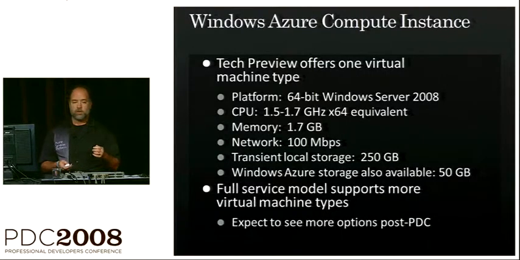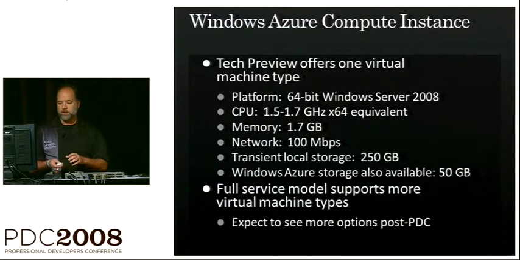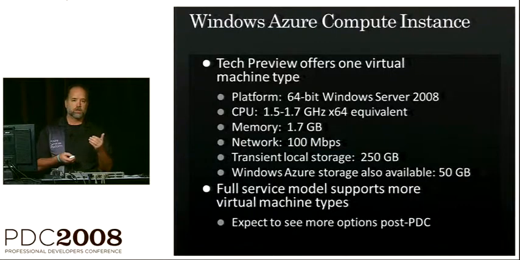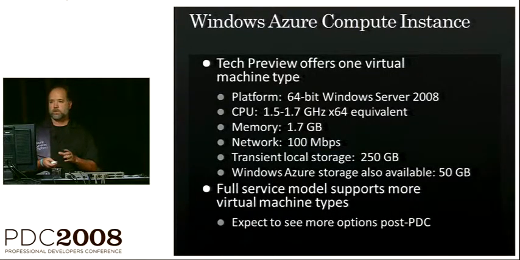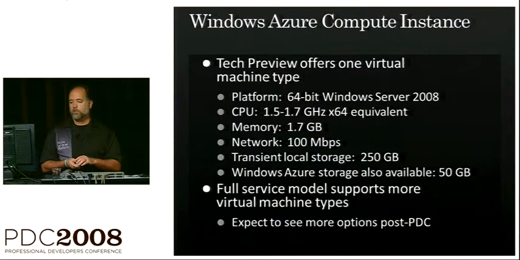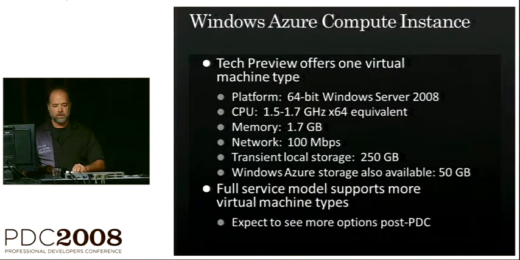For durable storage, we recommend using the Windows Azure Storage Service. The full service model supports the ability for the Fabric controller to expose and for your service to request other types of virtual machines. But we're not exposing that at this time, and you can expect to see it later in 2009.